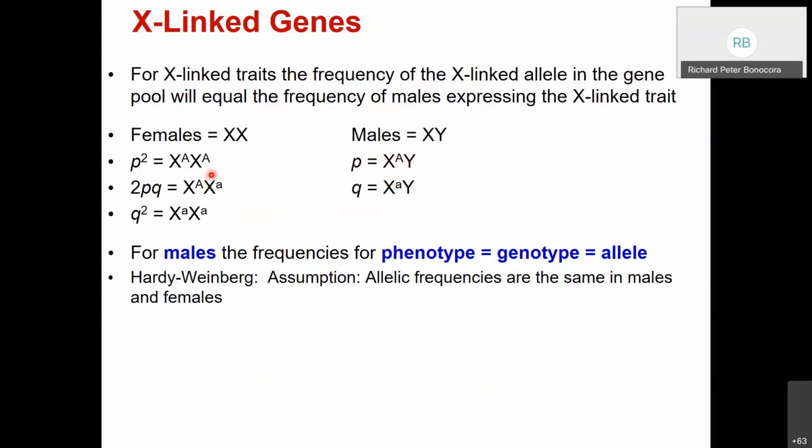It is more complicated when looking at females, because they have two copies of each allele. So we'd have to go through the same business that we went through in the last problem. And this is where the Hardy-Weinberg assumption comes into play, that the allelic frequencies are the same in males and females. So as long as that is true, if we can calculate the frequency in the males, it's going to be the same frequency in the females, because we are making this assumption.